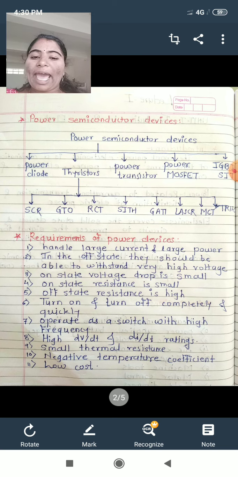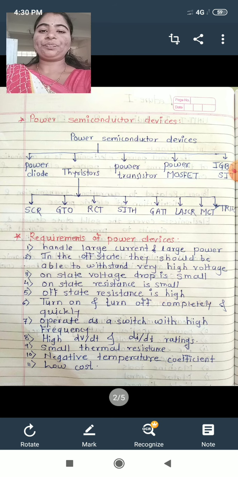Next, it acts as a switch. Next, it has high dV/dt and di/dt ratings. Its thermal resistance is very small, so temperature does not affect these devices. Next, it has a negative temperature coefficient, and the most important thing is its cost is low.